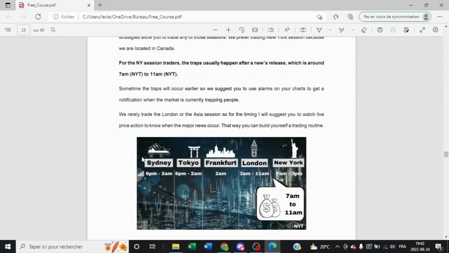So the timing, all right, guys. You can be trading anytime you want, but I prefer trading from 7 a.m. to 11 a.m. Yes, sometimes I take trades that are earlier, and sometimes I take trades that are after 11 a.m. But most of the time, on average, this is where the magic happens.